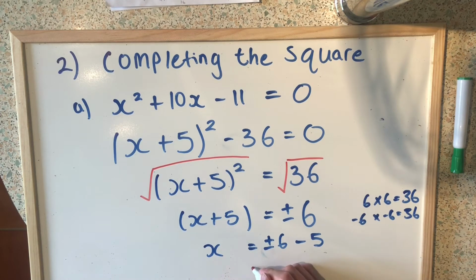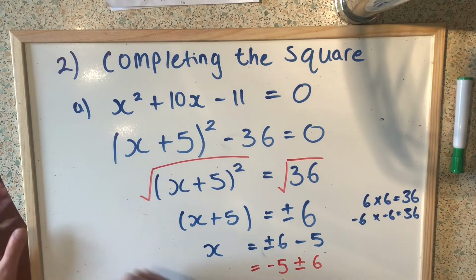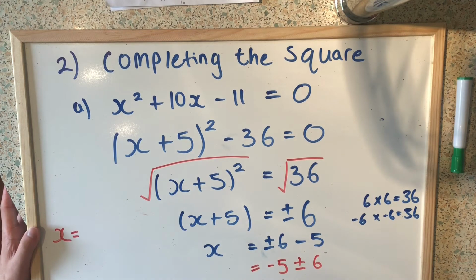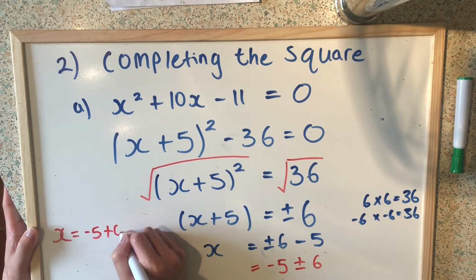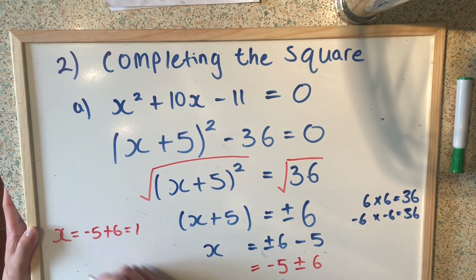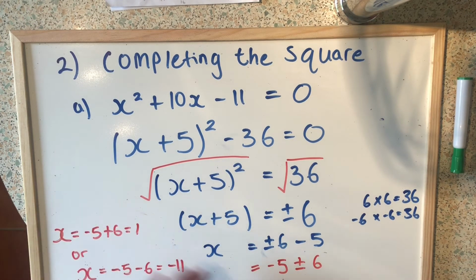And a better way of writing it is having the negative 5 first, negative 5 plus or minus 6. So you can leave your answer like that, but you can also say x is equal to minus 5 plus 6, which is 1, or x is equal to minus 5 minus 6, which is minus 11. So both of these answers are fine.